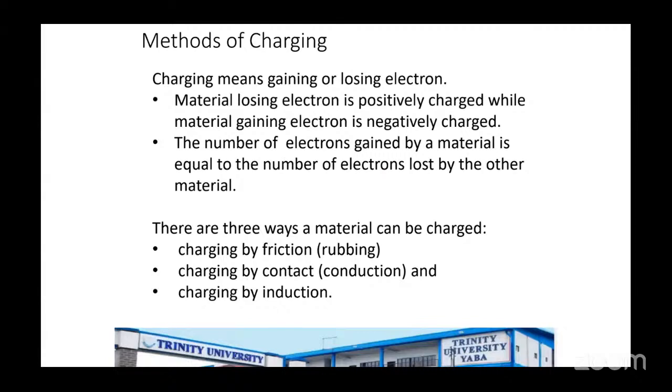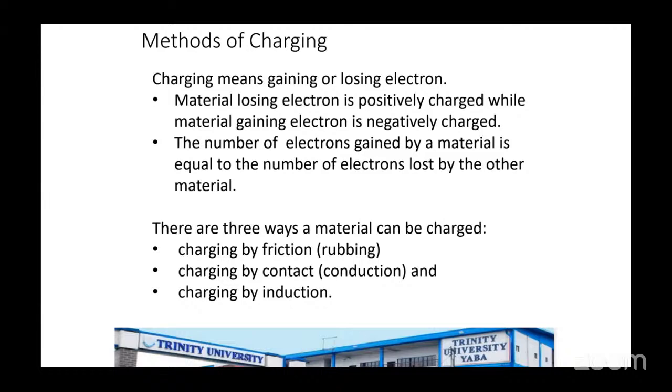Now, method of charging. We have said that charging simply means gaining or losing electrons. So when a material loses electrons, it is positively charged. When a material gains electrons, it is negatively charged. And if the number of electrons gained by a material is equal to the number of electrons lost by the other material, that we should also know.